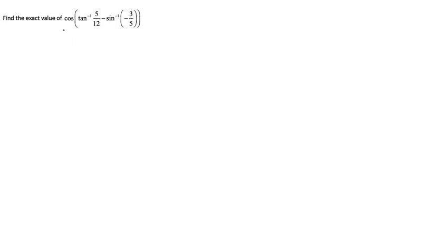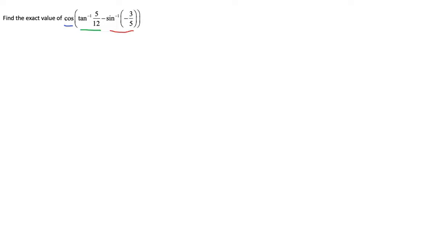Find the exact value of cosine, and in parentheses we have tangent inverse of 5 over 12 minus sine inverse of negative 3 over 5. All right, so this looks like a handful, so let's try to break this down. On the outside we see this cosine, and we see the parentheses with the minus. So really there's three different things going on here. We have the tangent inverse of 5 over 12, we have the sine inverse of negative 3 over 5, and then we have the cosine of all of that.